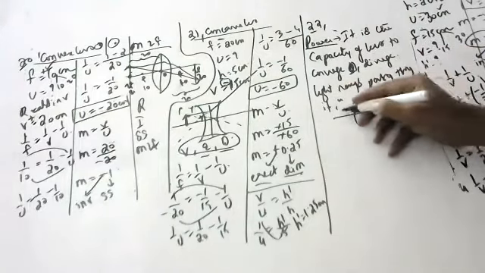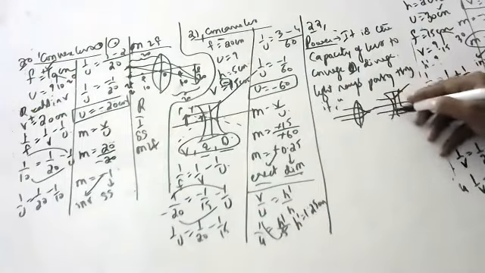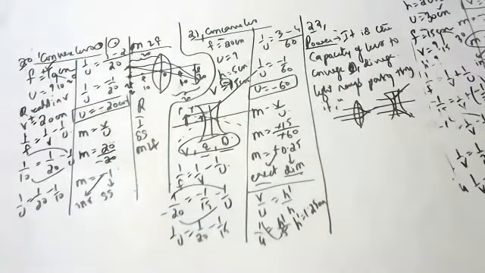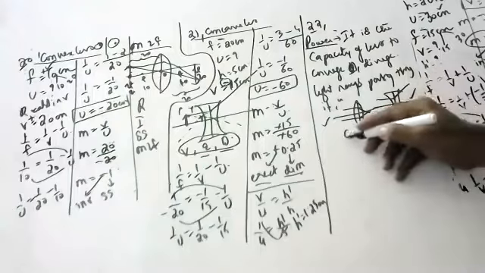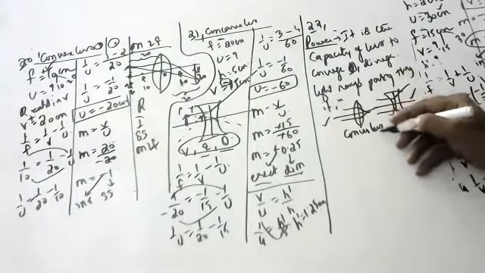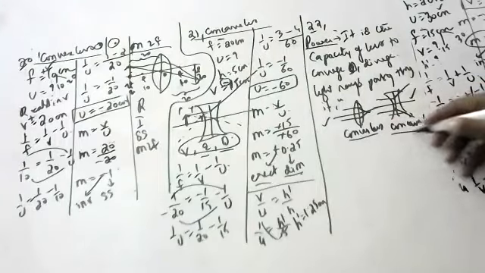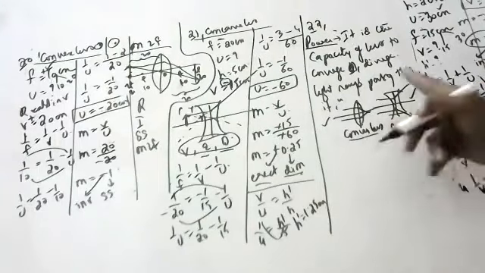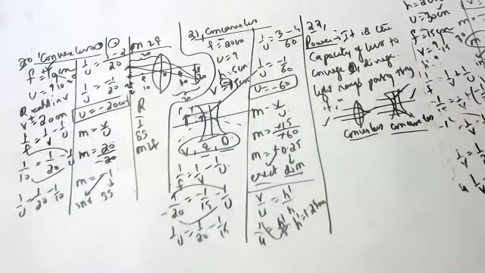A convex lens means it will converge, children. A concave lens means it will diverge. Better to try to draw a diagram also, children. It increases your marks, and you can impress the examiner. It is the capacity of a lens to converge or diverge the light rays passing through it. Only lenses have power; mirrors do not have any power.